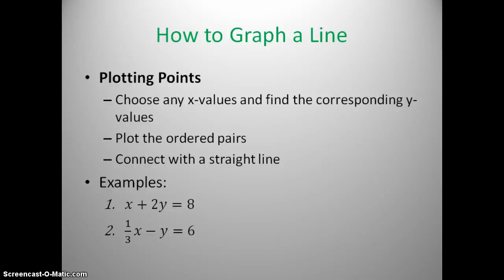The first one is plotting points, and this is where we choose any x value and find the corresponding y value, plot the ordered pairs that we find, and then just connect the dots to form a straight line. So we have two examples here, and I'm going to show you how to graph each of these by plotting points.